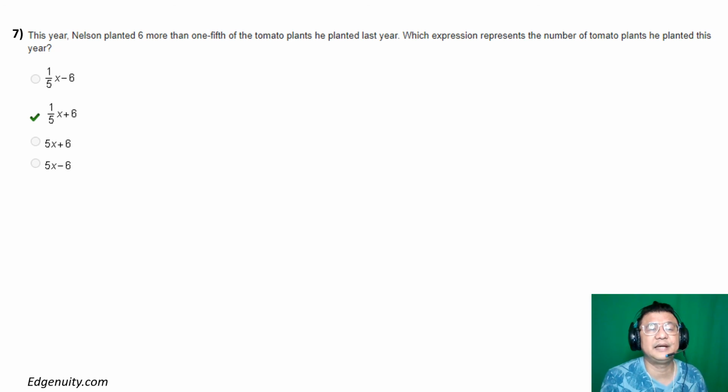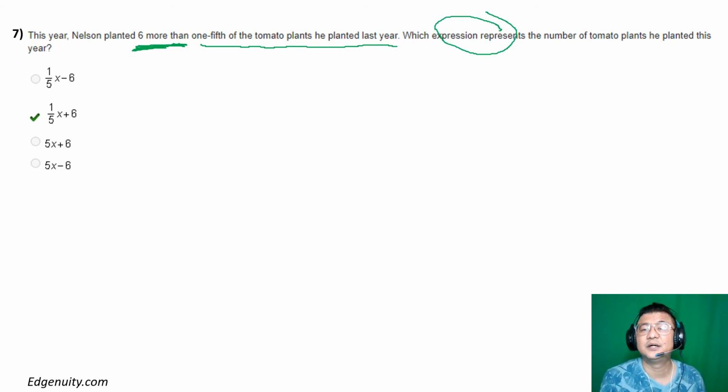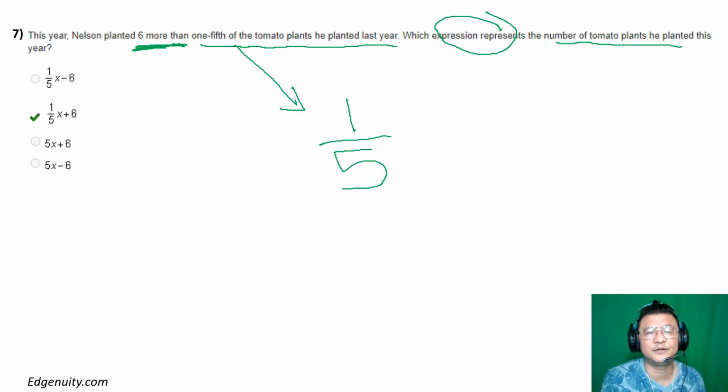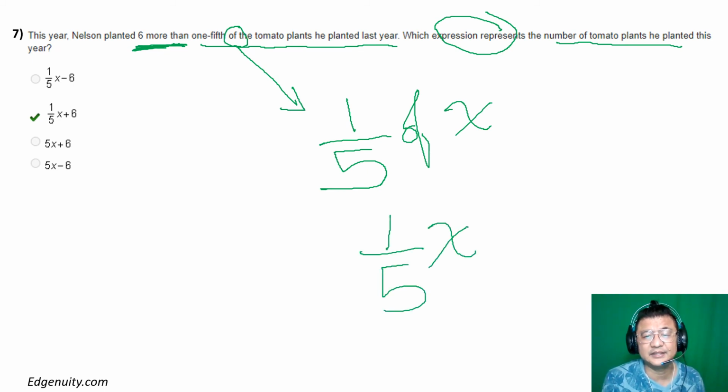This year, Nelson planted more than one-fifth of the tomato planted last year. Which expression represents the number of tomatoes he planted this year? Think of one-fifth. One-fifth obviously is one-fifth of the tomato. The word "of" means times x. We don't know x. So how do you combine the times? One-fifth x. That's how you write it. You get rid of the "of," that means times. So all of it is one-fifth x.